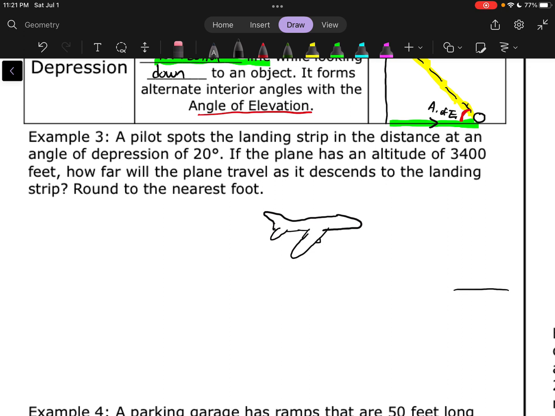So here's the runway over here. And that's just the ground. At an angle of depression of 20 degrees. So from the cockpit here, he is looking down at the runway. Now, remember, that's the line of sight. And we still need this horizontal line to form that angle. So here's our angle of depression of 20 degrees.